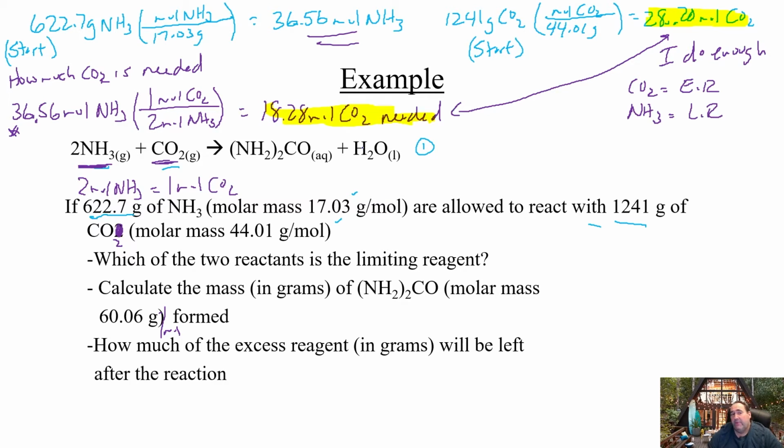So now that we've determined which one's our limiting reagent, we're going to take the starting amount of our limiting reagent and figure out how much product we made.